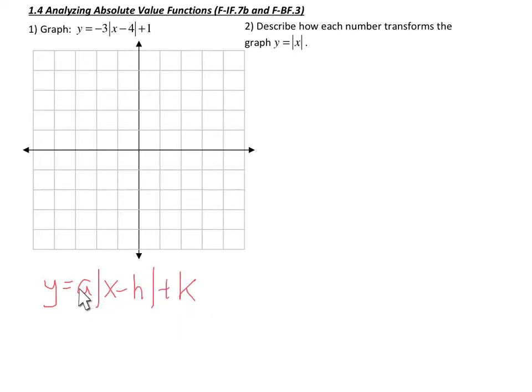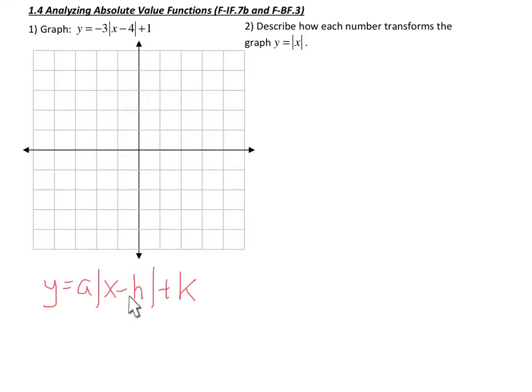A tells you kind of the steepness, the slope of the graph. H tells you the horizontal shift, and K tells you the vertical shift. So H, K, we're going to focus on H, K first. If we find that value, that helps us really easily graph our graph. So for this particular problem, that's your H and that's your K.